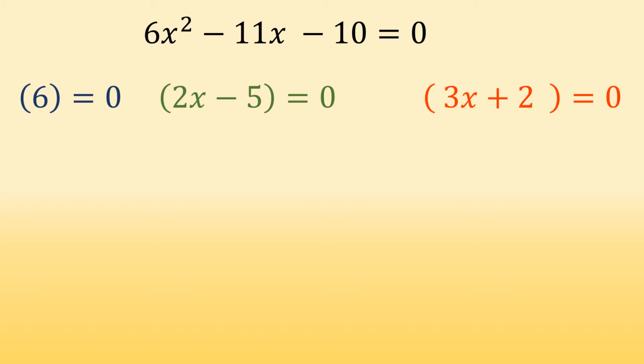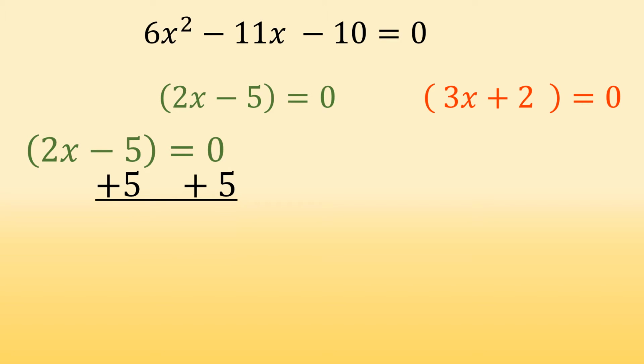Wait a minute. 6 equals 0 is just stupid. Get rid of it. All right, we're left with 2 binomials, right? And we're going to set them equal to 0. Okay, here we go. Got to solve. Bam, bam, bam. X is 5 over 2.